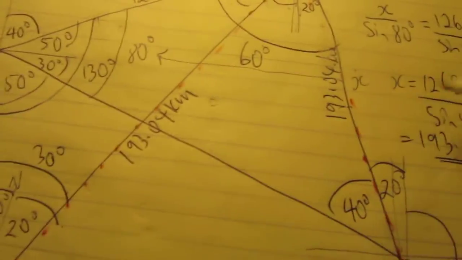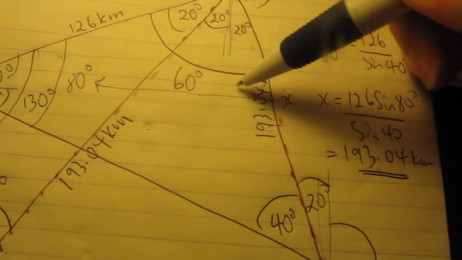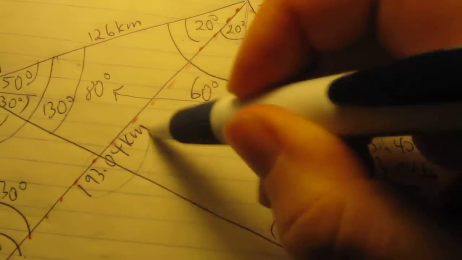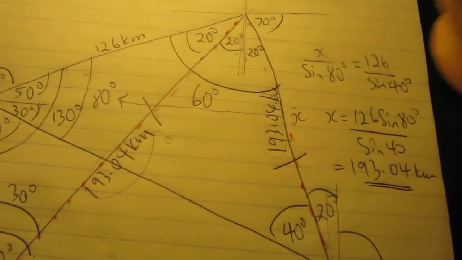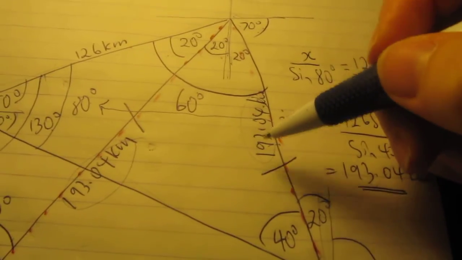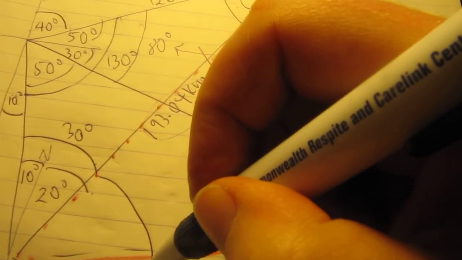Now that says something about this triangle. If that's 193.04 and that's 193.04, then what you've got is an isosceles triangle, excuse me, not an equilateral triangle. So you've got an isosceles triangle, so we know that this angle, whatever it is, is the same as this angle here.